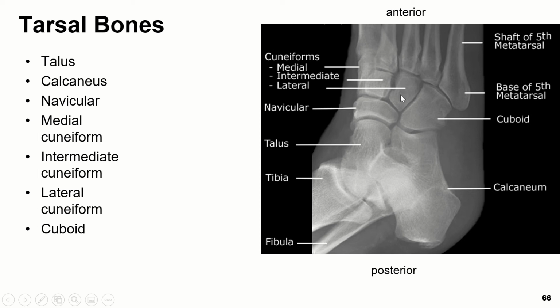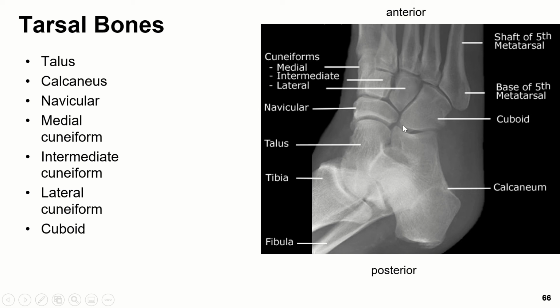Notice the lateral cuneiform bone is not on the lateral side of the foot. It's the lateral of the cuneiform bones, but it's in the middle of the foot. Okay, so the medial one is in fact on the medial side of the foot. The intermediate is between the medial and lateral cuneiform bones, and then the lateral is the lateral-most of the cuneiform bones, but it's in the middle of the foot.